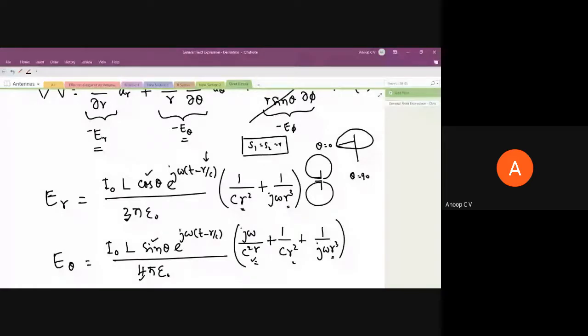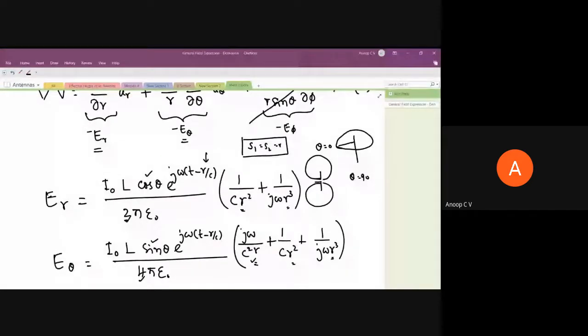Tomorrow we'll start with this. I won't repeat anything tomorrow. From this point I'll start and I'll straight away obtain the far field pattern. So far field, that's what I'll do. So maybe now we'll wind up the session.